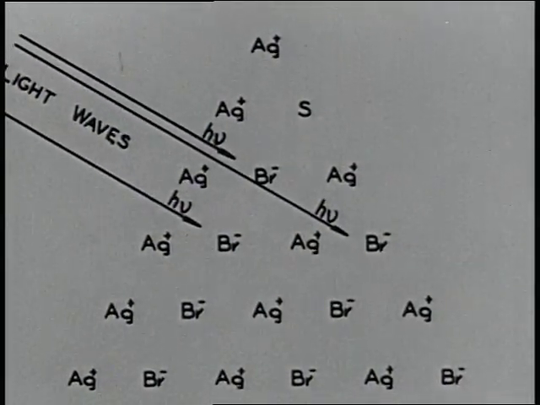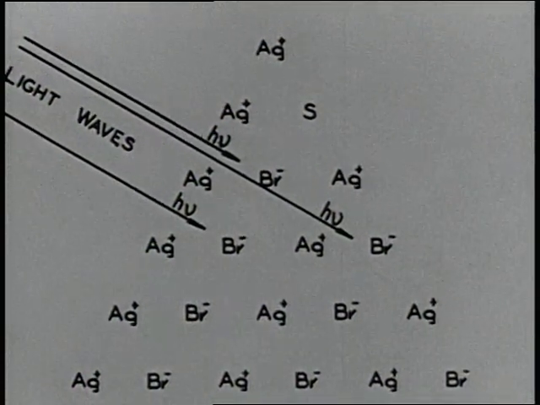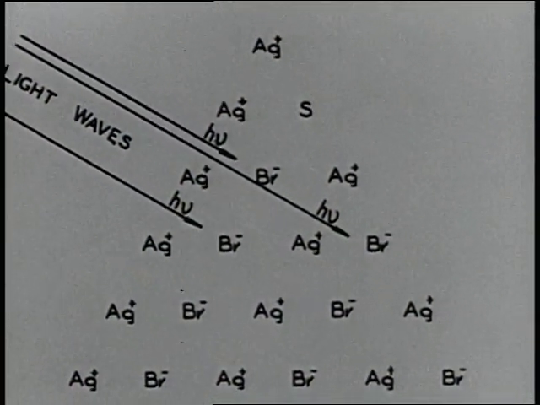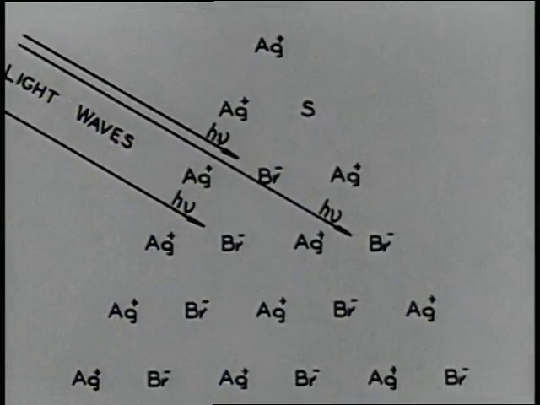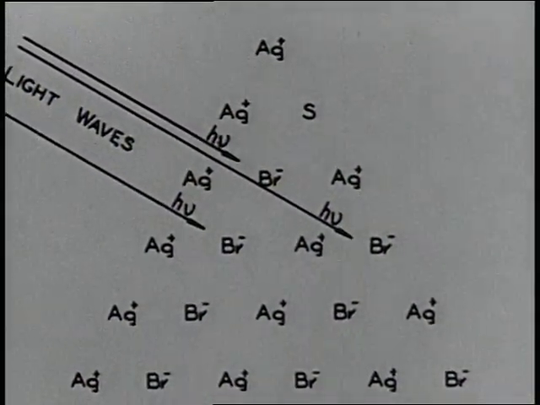The electron is then free to travel within the crystal, just as if the crystal were an electric conductor. Indeed, we speak of this property of silver bromide crystals as photoconductance, since they conduct electricity when light falls on them.